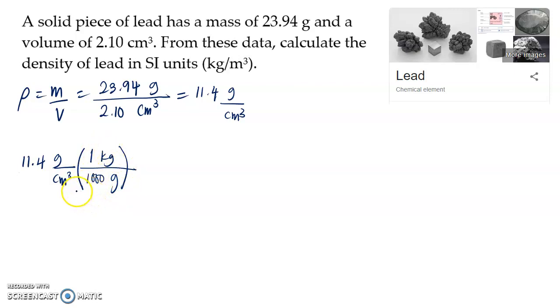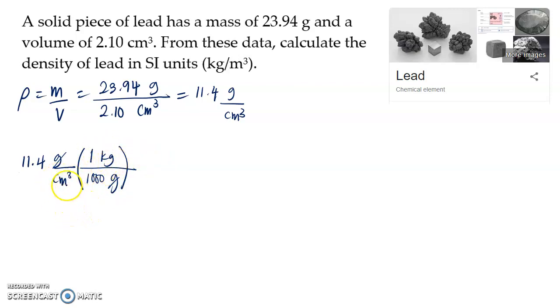What happens next is that we can eliminate gram, because we can treat units algebraically. So in this case, we can eliminate gram. The equation is now reduced to 11.4 multiplied by 1 kilogram divided by 1000 centimeter cube. The final unit at this point is kilogram per centimeter cube.